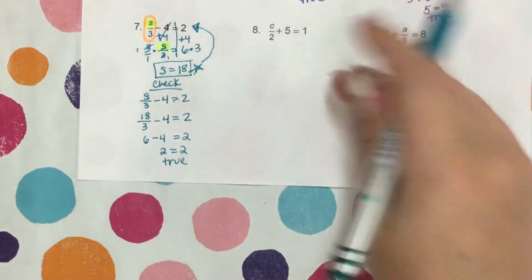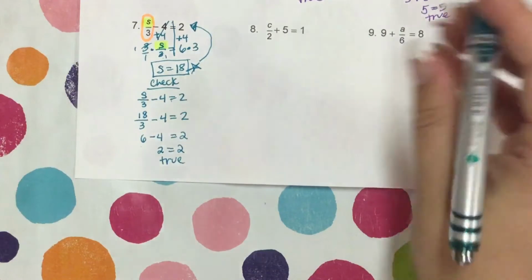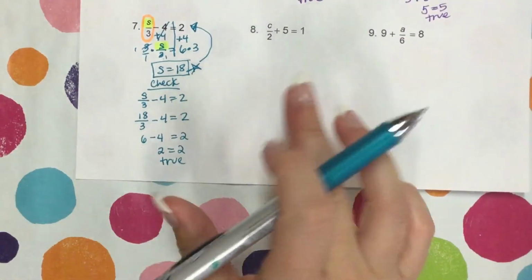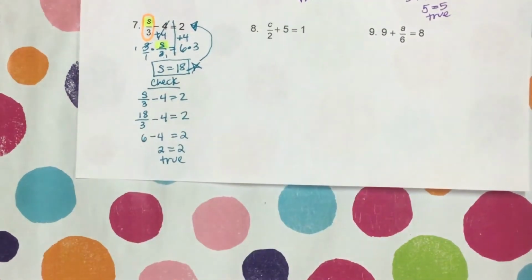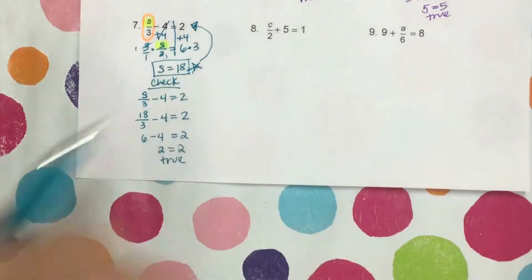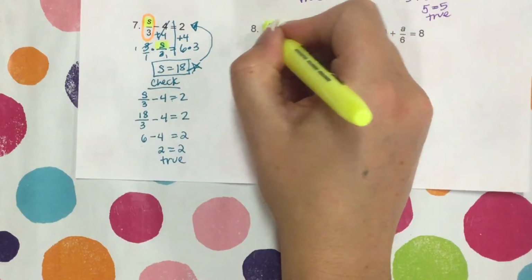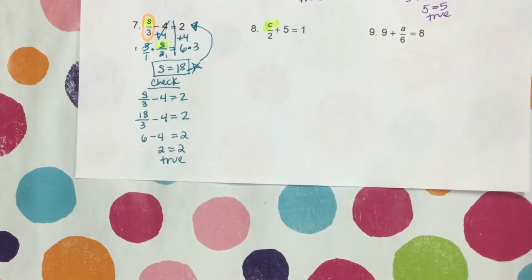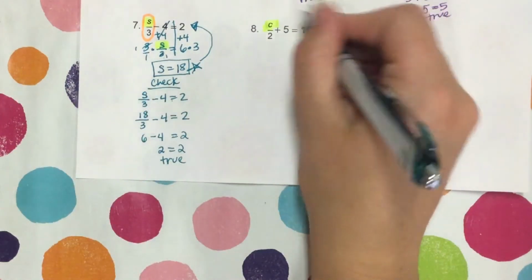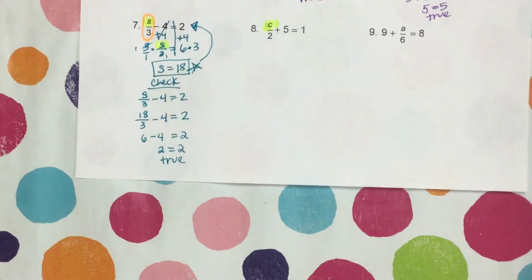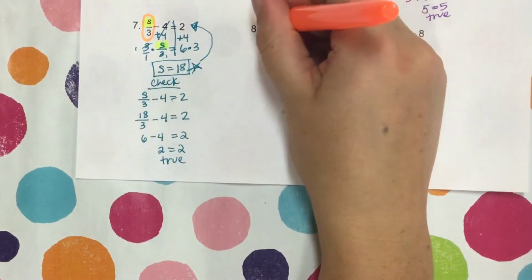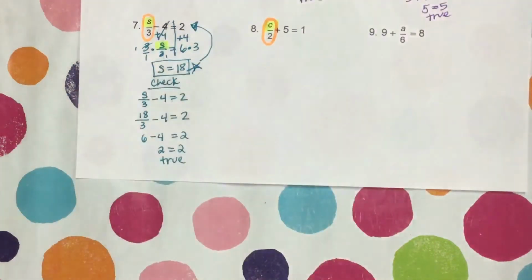Woohoo! Okay, on to problem number 8. Problem number 8, we have c divided by 2, or c over 2, plus 5 equals 1. So we are trying to isolate c and get c by itself. Okay, okie dokie. So the first thing we have to do, oh, wait. Hold up. Okay, we have to wait on this. This is what we're going to do at the very end.